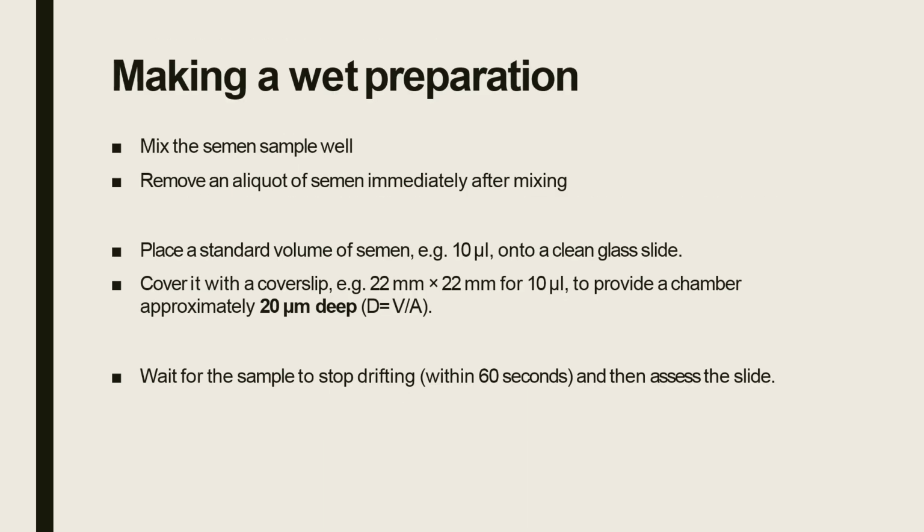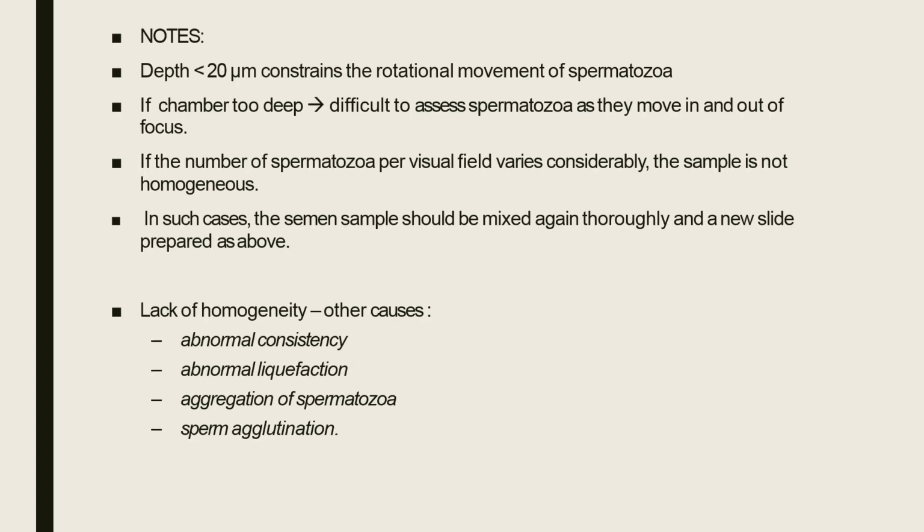In order to determine the other parameters of semen, we need to mix the liquefied semen sample well, and then take a small portion of that sample. We have to place it on a standard volume on a clean glass slide, and then cover it with a cover slip. The depth of the glass slide or chamber, like we are using in a hemocytometer, should be 20 micrometer deep. And then we have to keep the sample at rest, and the depth of the chamber in which we are observing should be up to 20 micrometer.